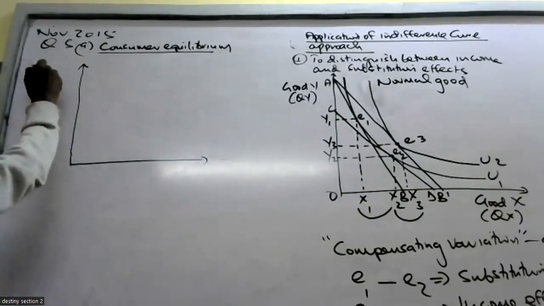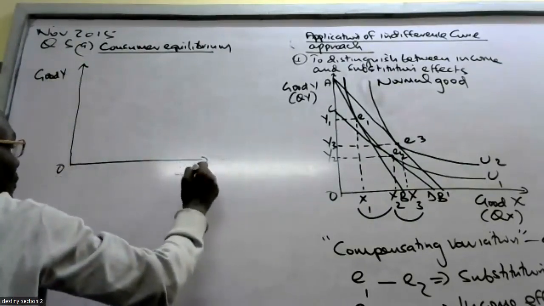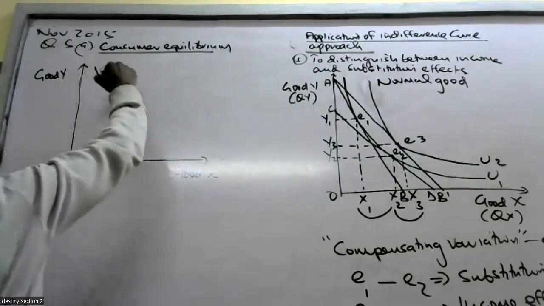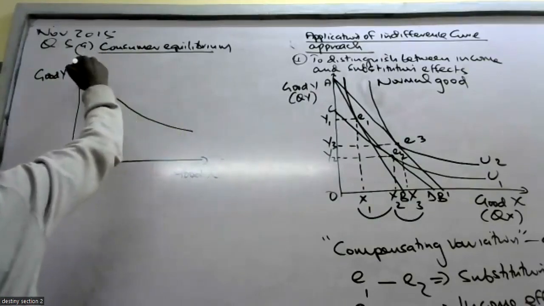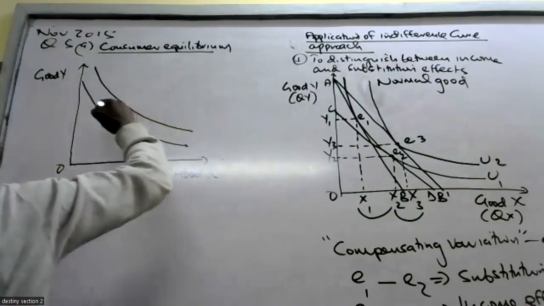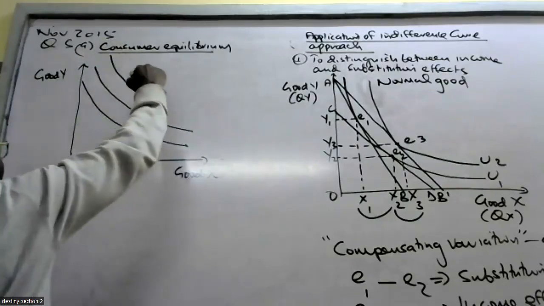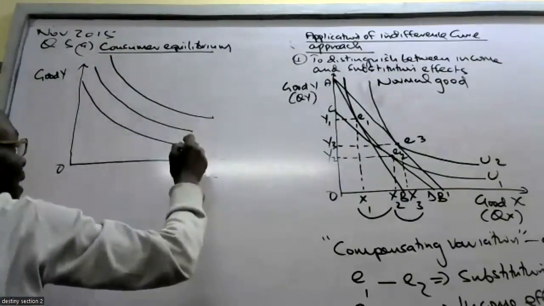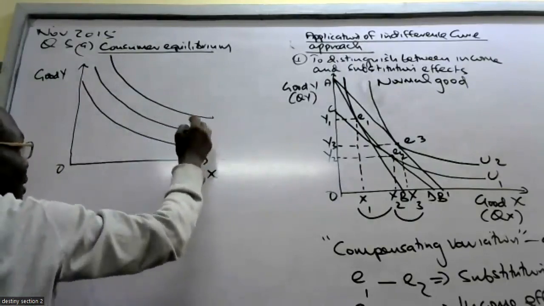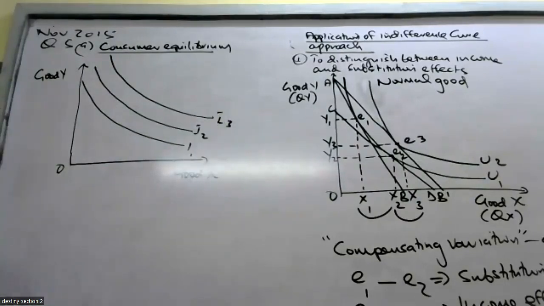So you have the Y and X axes, with indifference curves here. The indifference curve here, and the indifference curve here, a family of indifference curves. You could even have another one there. You can call these I1, indifference curve 1, indifference curve 2, indifference curve 3.